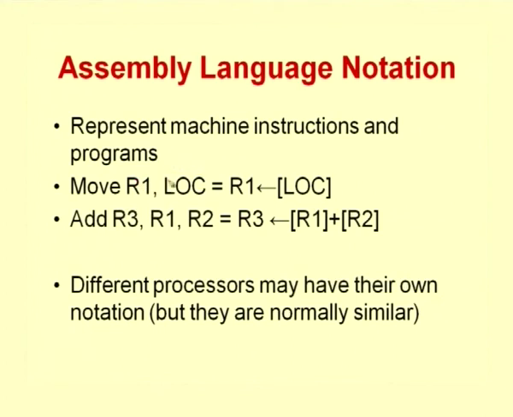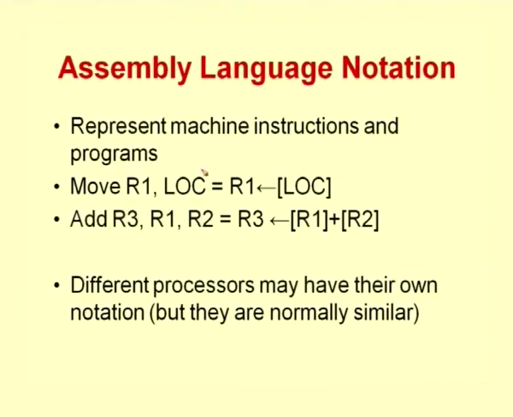Okay. So, right hand side is more like the source operand. So, move R1 comma LOC here would mean the contents of this location would be transferred to the register R1. Similarly, if I say add R3 comma R1 comma R2, this means that contents of R1 and contents of R2 are added together and stored in the register R3. Okay. Equivalent of this register notation that we saw just earlier.